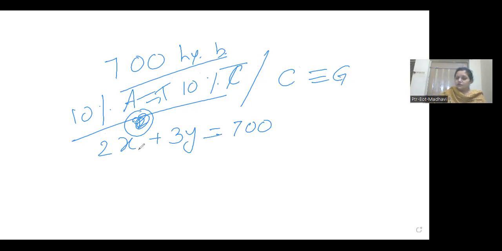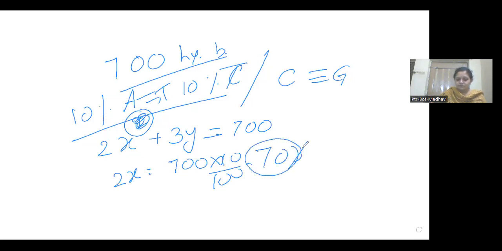In this, 2x means the double-bonded nitrogen bases, that is the adenines. So how many are there in the 700? Those are 10%. That means 2x is equal to 700 into 10 by 100, so it will be 70. Okay, 70 will be the 2x value. That is the adenine value.